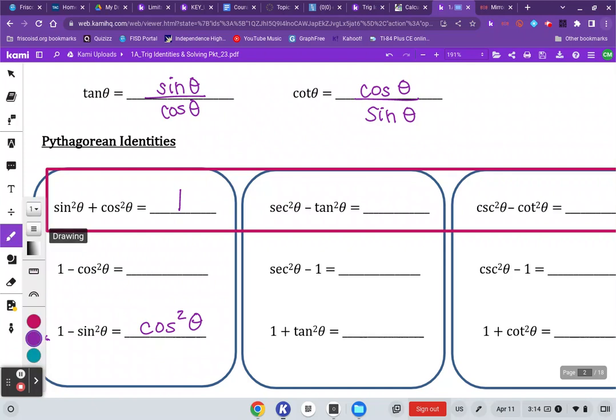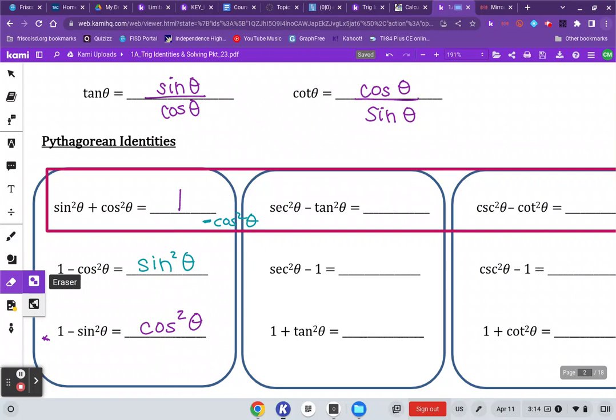So this next one, the one here in the middle, what took place was the cosine squared was subtracted from both sides of the equation. So that left us with 1 minus cosine squared theta is equal to sine squared theta. These are not the only ways that they can be written, but they are a couple of common ways that we can rewrite the identities. And similarly for the next two.